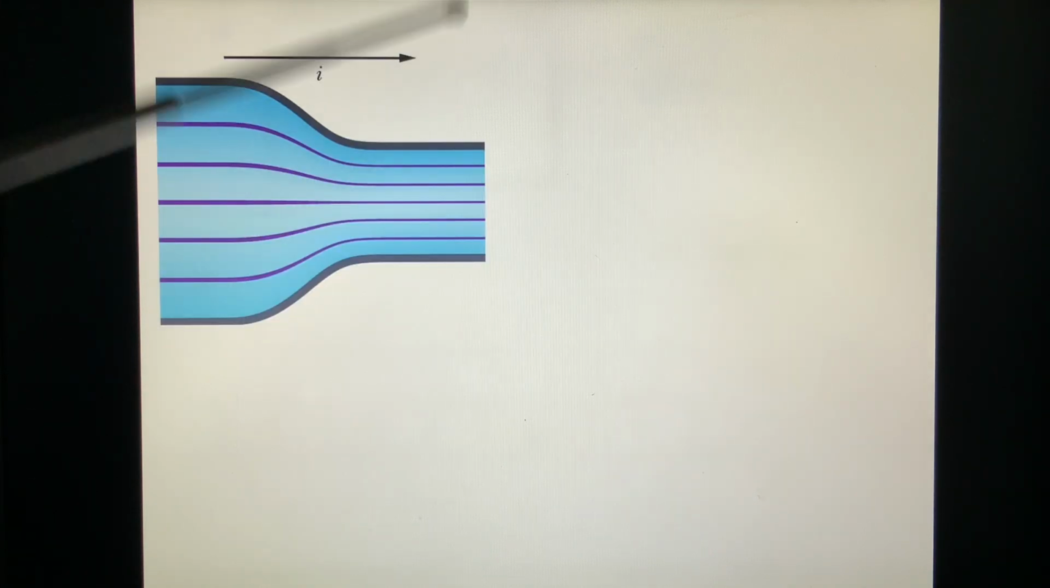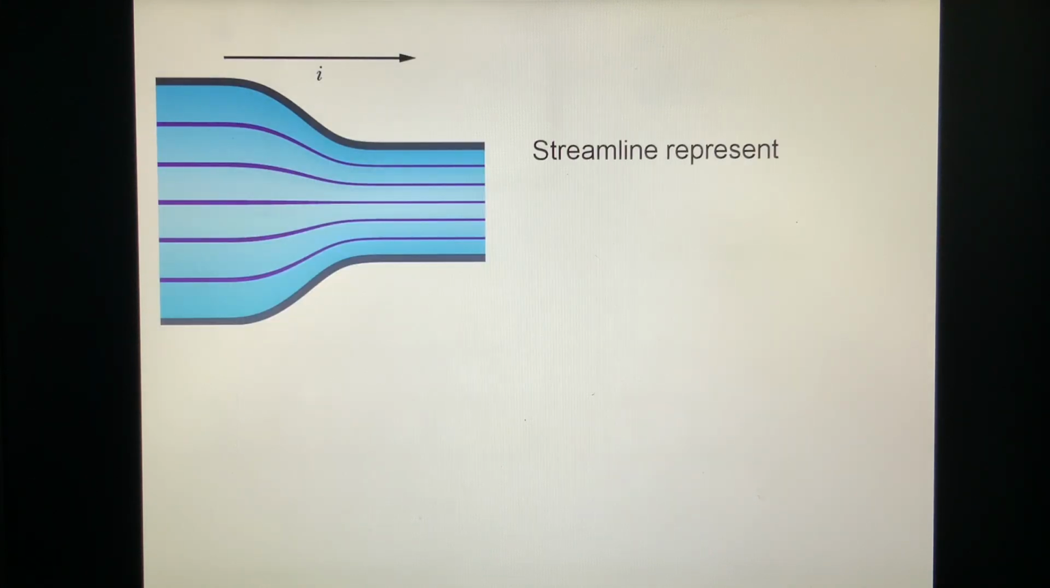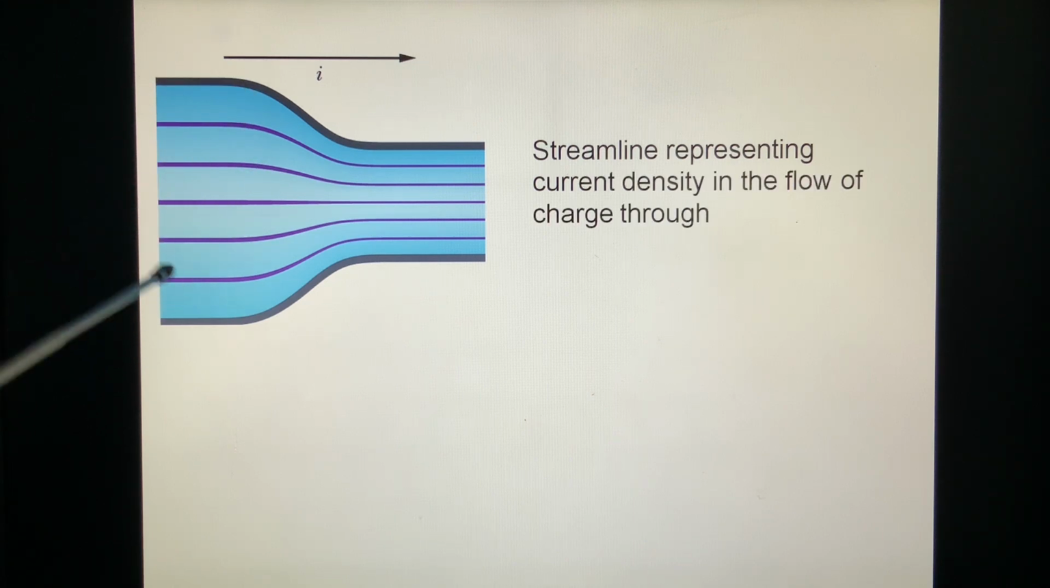Now we look at this I. The streamlines represent the current density in the flow of charge through a constructed conductor.